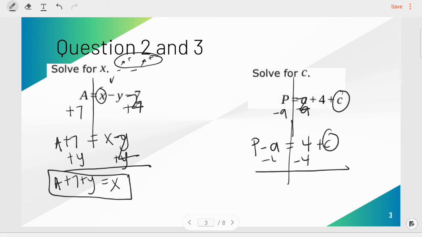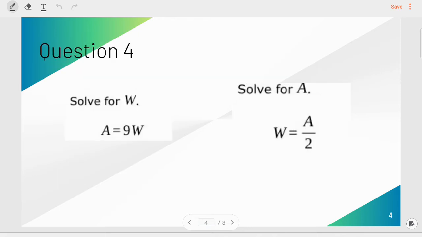It doesn't matter where I subtract the 4 from. I just always do it closest to my equal sign. So I have p stays positive, a stays negative, and 4 stays negative. Equals, that zeroes out, and I'm left with c, which is what I want. So my answer is p minus a minus 4 equals c. Question number 4 could look like one of the following.